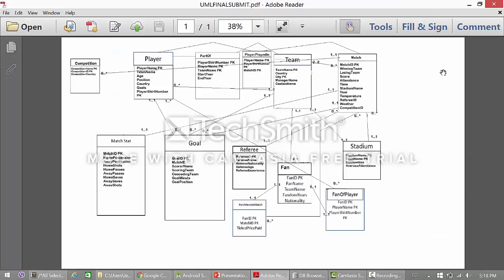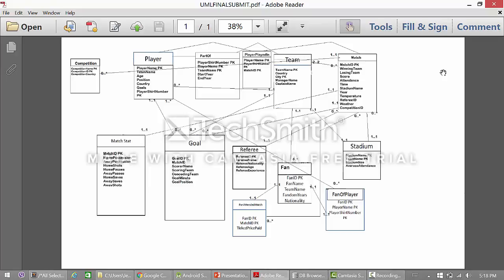Now, over here we have lots of tables. Some of the main and most important ones are player, which includes player information, team, which includes team information, match, which includes information about matches, and goal, which includes information about goals. We also have some tables regarding fans.